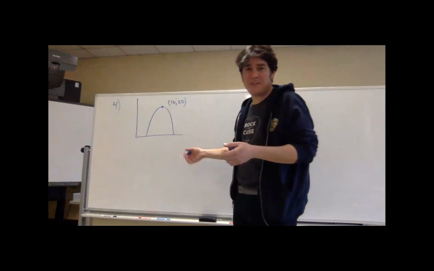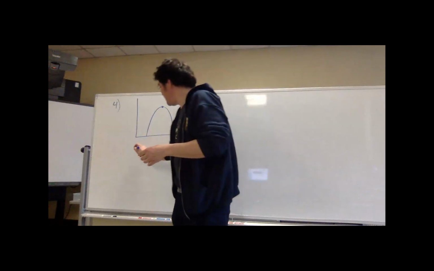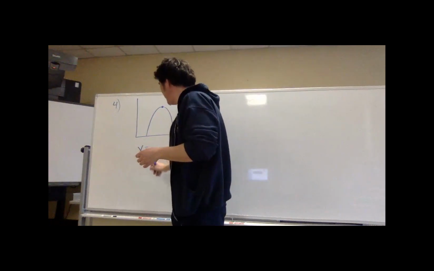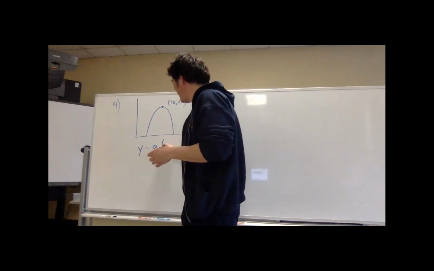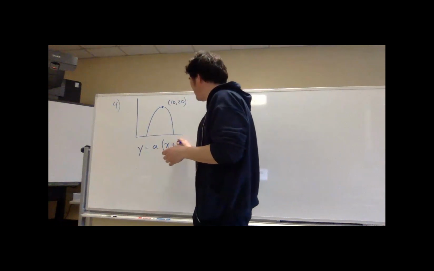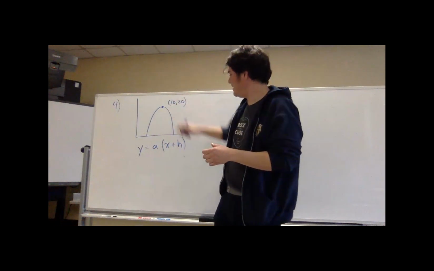That's really important, especially when we're going to want to put this equation in vertex form. So let's go with the traditional vertex form, which is y equals, and then there's an a in front, and then it was x plus the opposite of whatever the x-coordinate was.